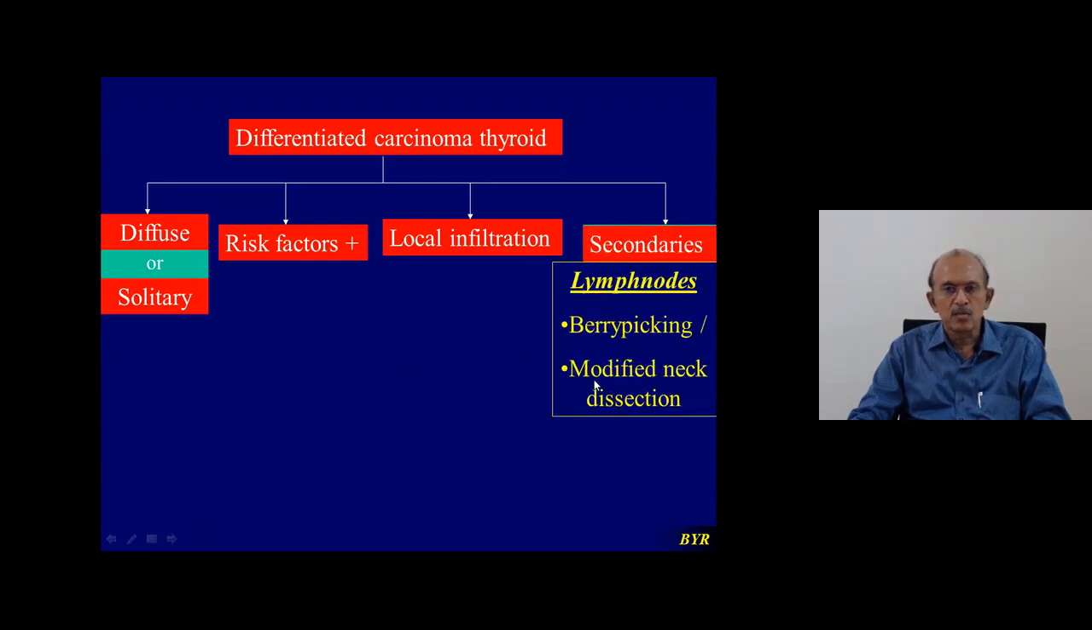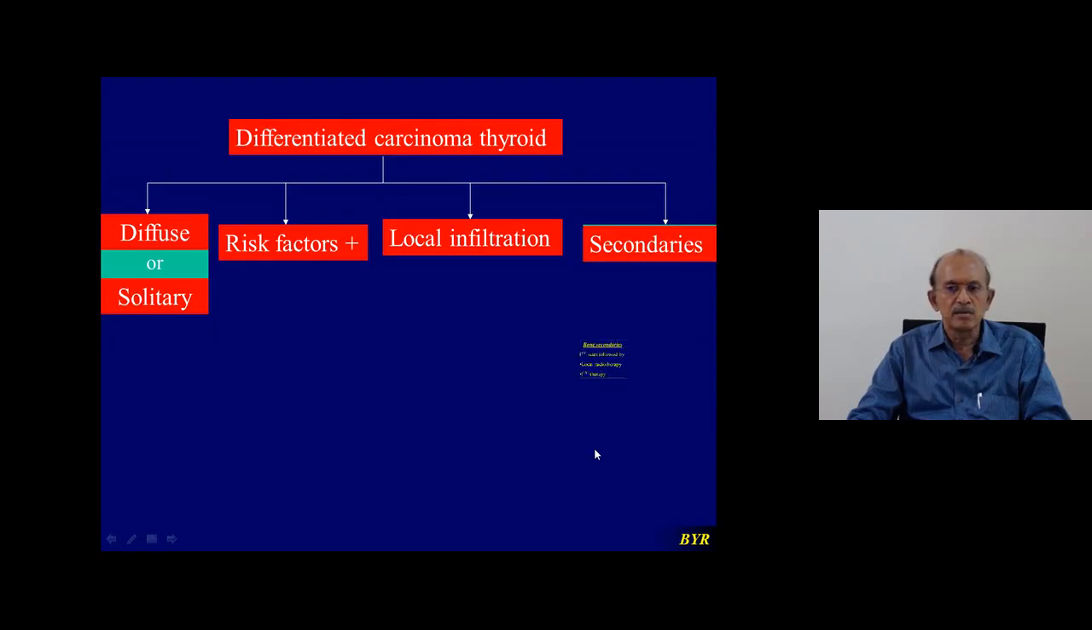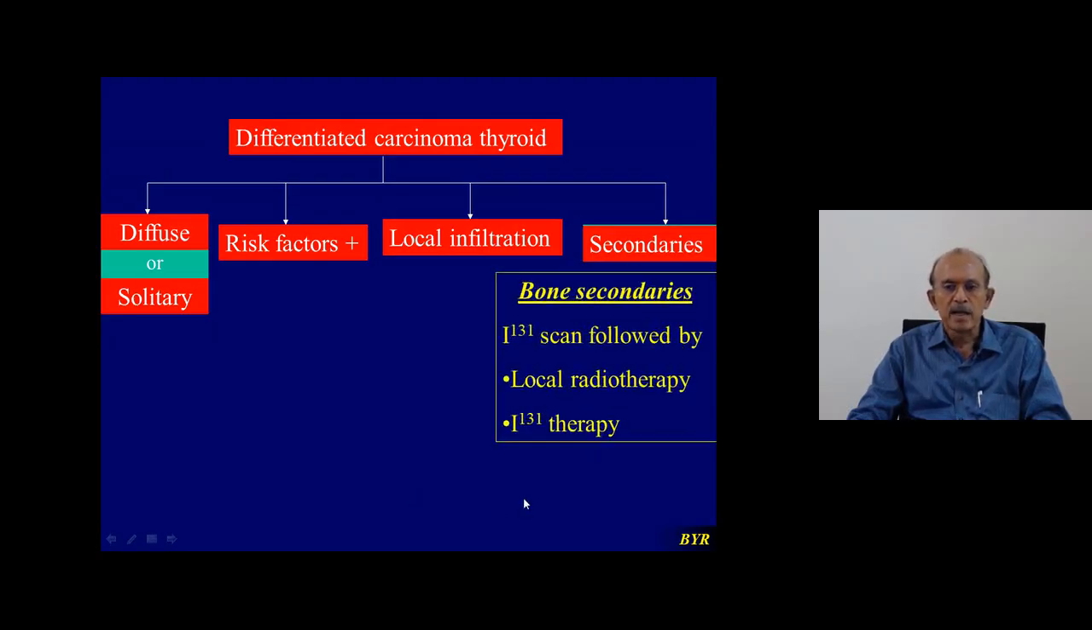Second is in the bone. In the lymph nodes, remove the lymph nodes which are enlarged, or you do modified neck dissection. That means the compartment which is involved with the lymph nodes, that compartment has to be removed. That means either you do central node dissection or lateral neck dissection. Bone secondaries, do I-131 scan followed by local radiotherapy. If it is a single secondary, local radiotherapy; you give I-131 therapy if there are multiple secondaries.